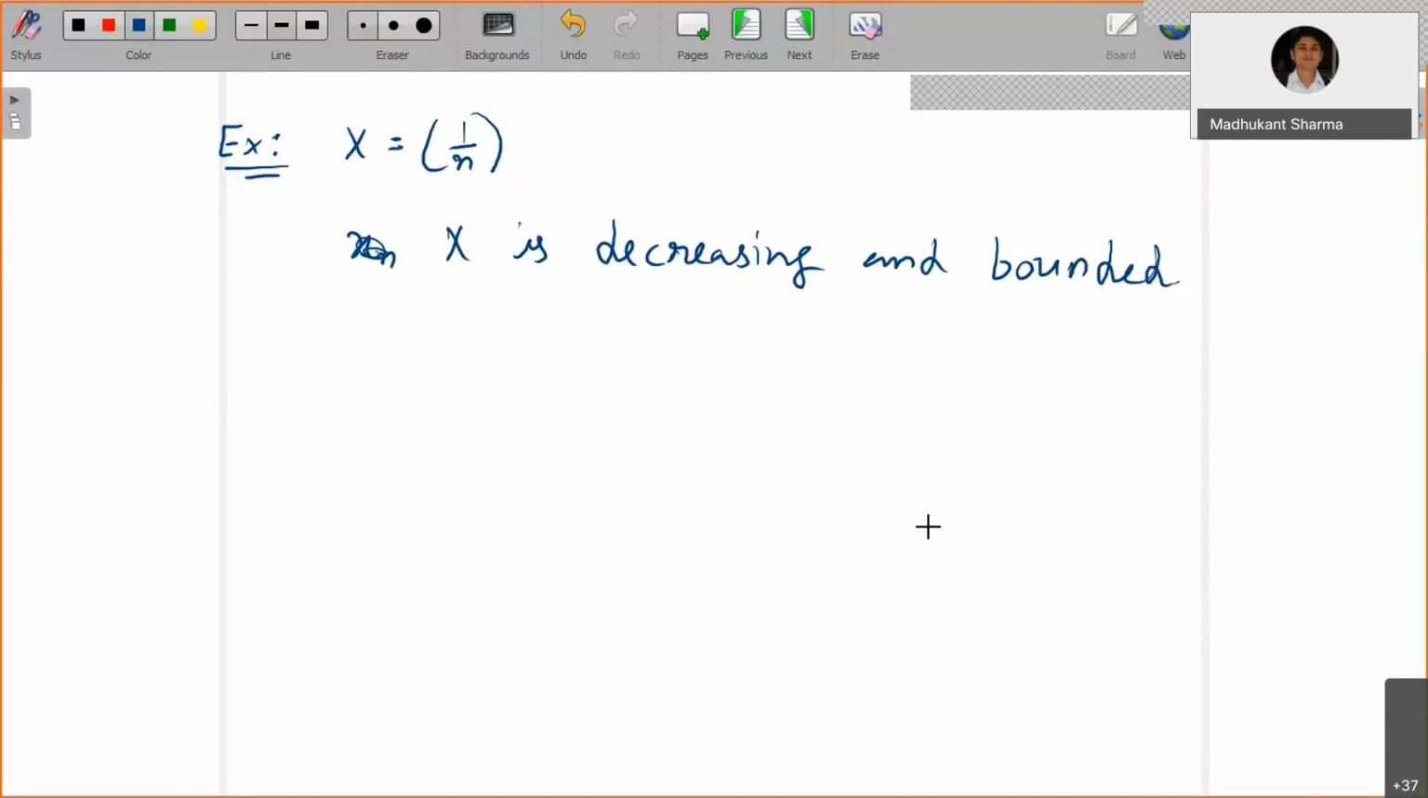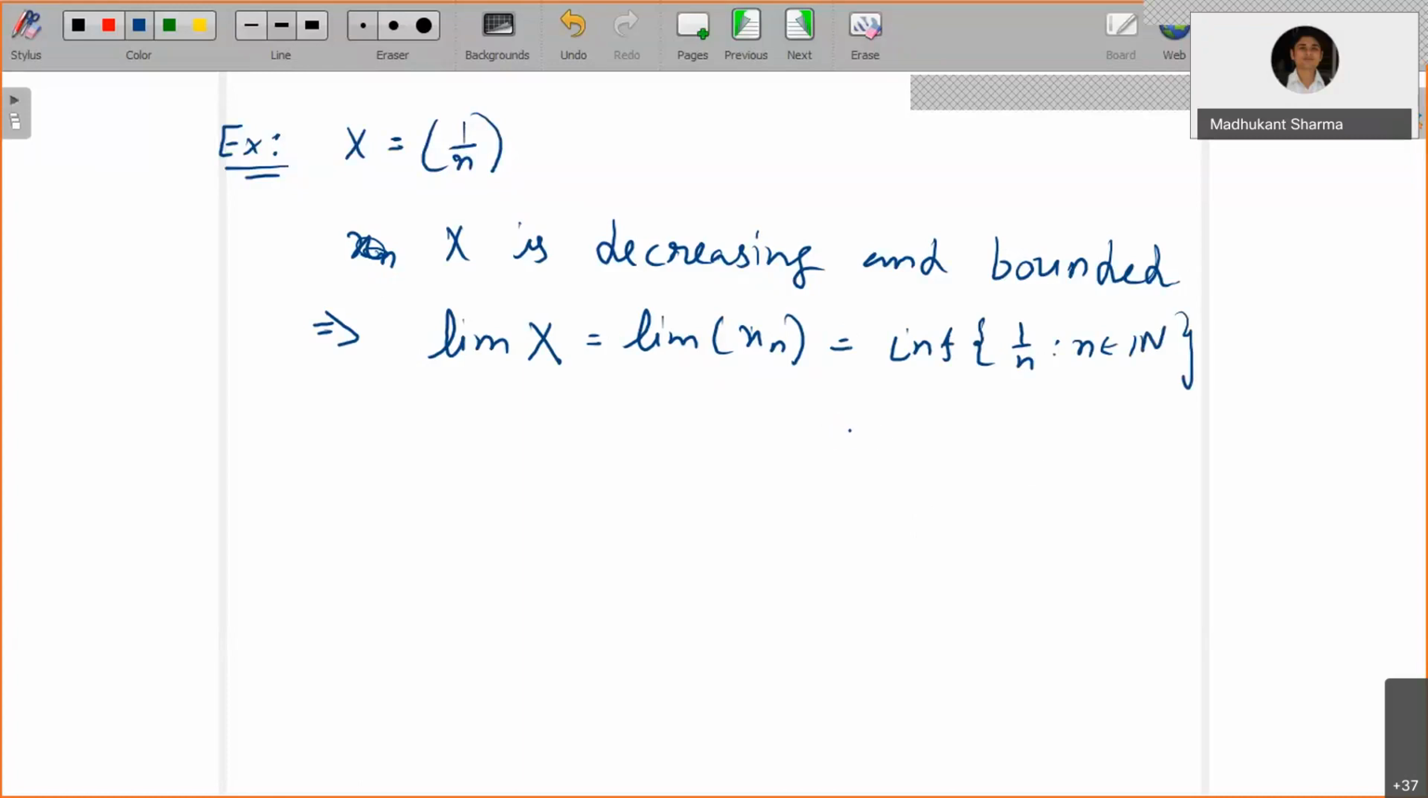So x is decreasing and bounded. Therefore the limit of xn is nothing but the infimum of the set 1 by n such that n belongs to the natural numbers, which we have already shown is equal to 0. So this is another way to prove that the limit of 1 by n is 0. You only need to show that the infimum of this set is 0.